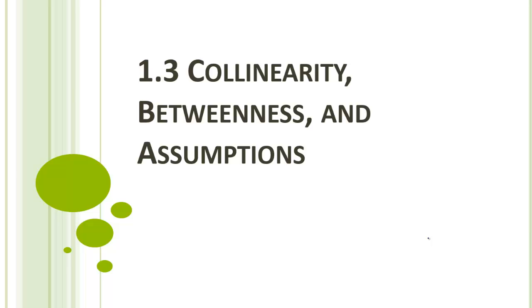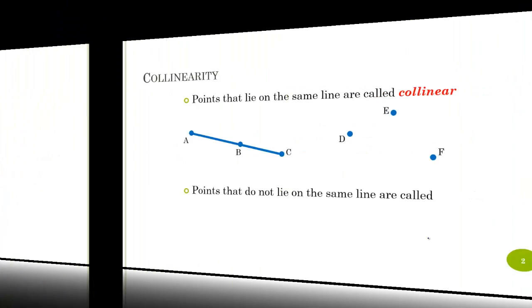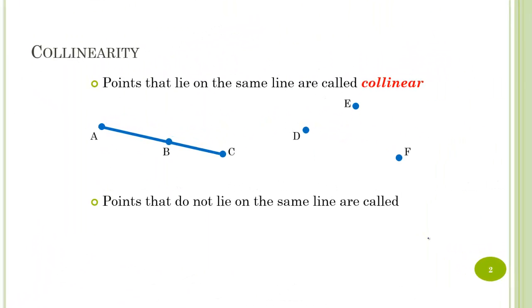All right, we're on 1.3, which is collinearity, betweenness, and assumptions. All right, so let's start with collinearity. Points that lie on the same line are called collinear.